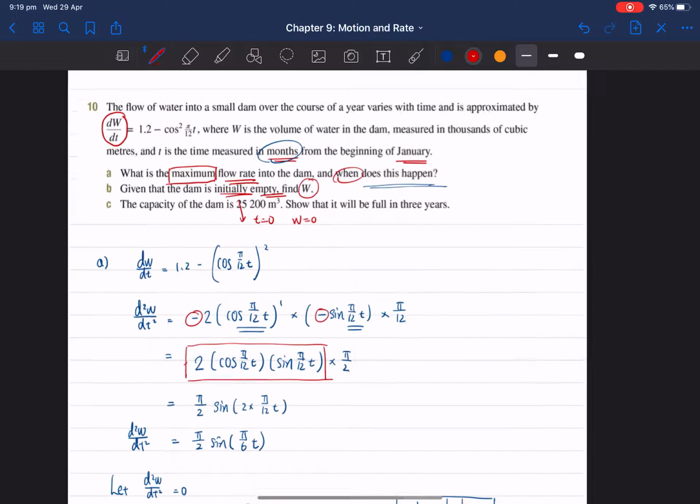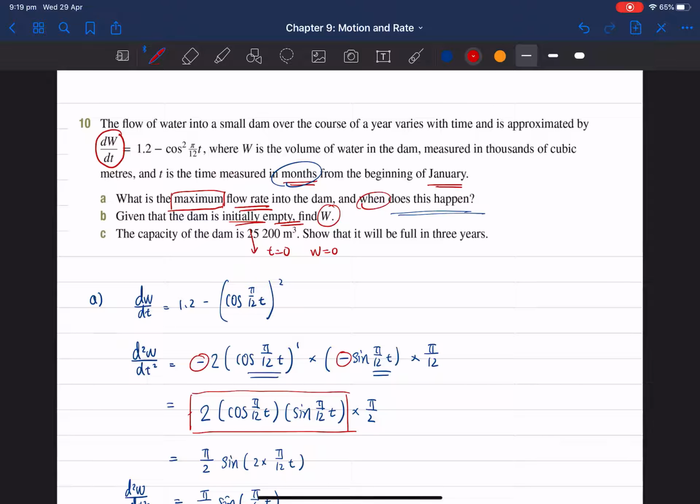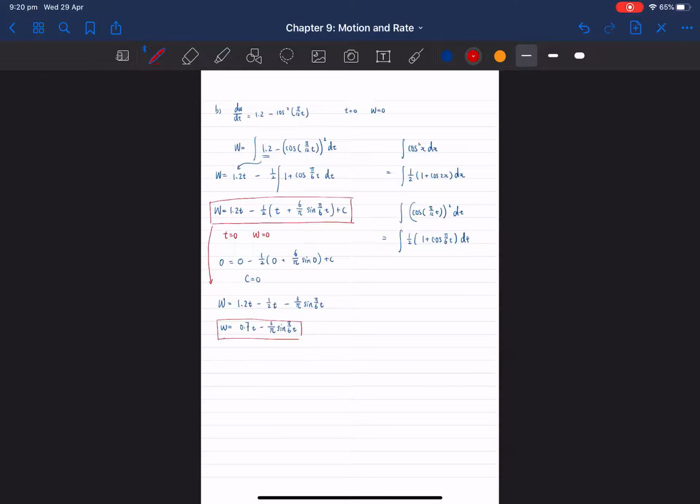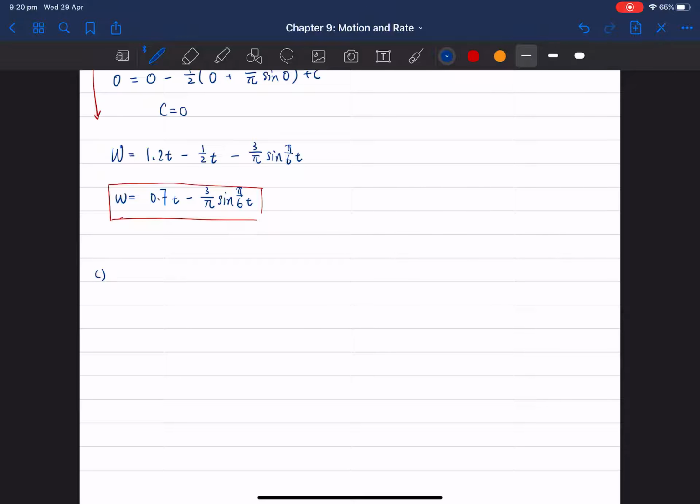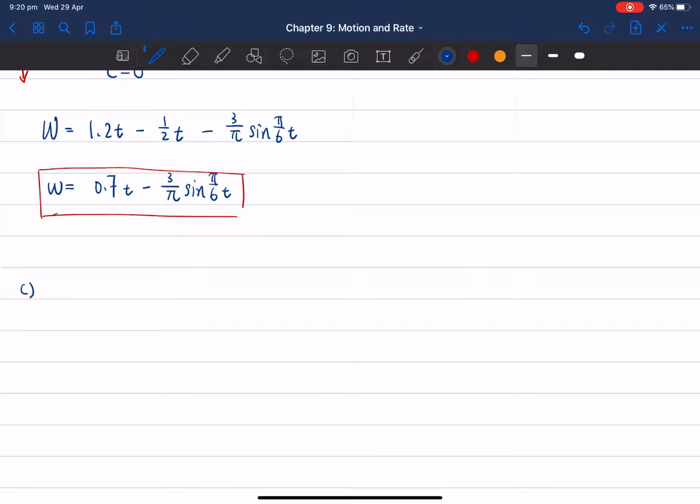Let's go back to the previous page and look at the next part of the question. The capacity of the dam is 25,200 cubic meters. Show that it will be full in 3 years. So how do we do it? We already have this equation here, so all we need to do is simply substitute. How about we substitute t equals 3 and see what happens?